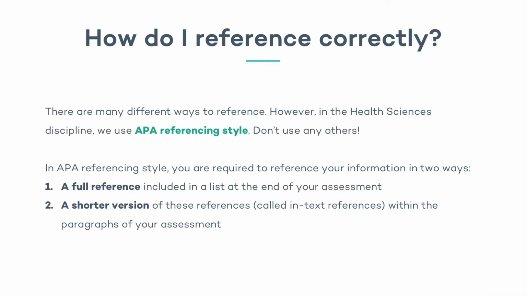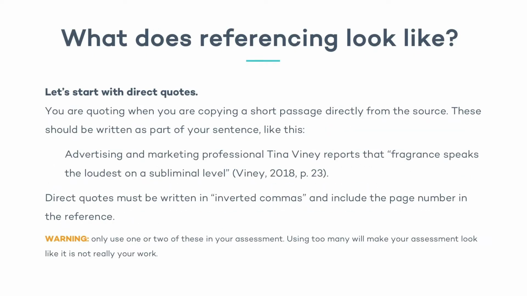In APA referencing style, you are required to reference your information in 2 different ways. You need to supply a full reference for each source in a list at the end of your assessment. Each of these full references also has a short version, which needs to be placed inside the paragraphs of your text. Let's go into a bit more detail about how we're going to use these sources of information.